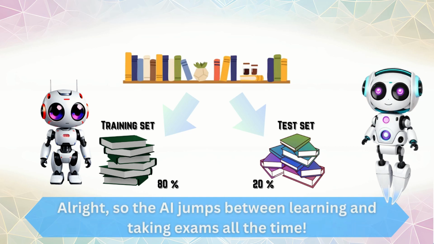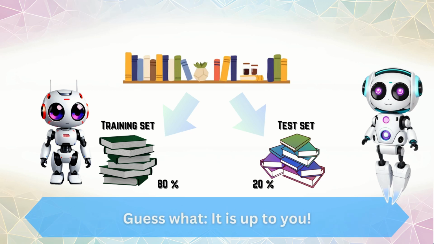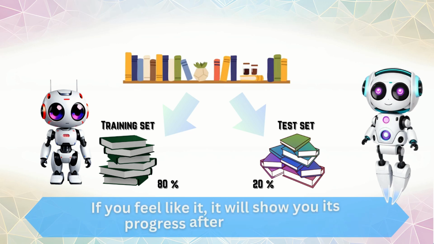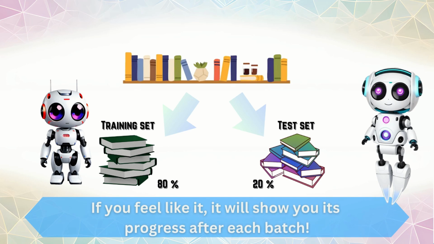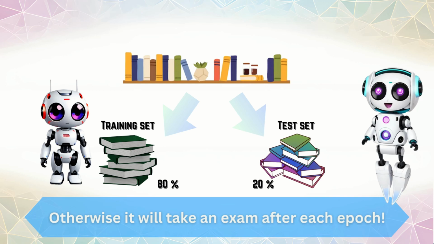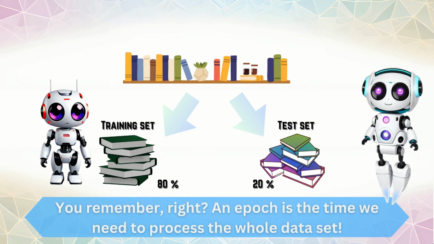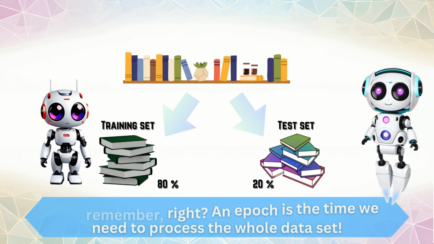Alright, so the AI jumps between learning and taking exams all the time. But how often does it need to prove itself? Guess what? It is up to you. If you feel like it, it will show you its progress after each batch. Otherwise, it will take an exam after each epoch. You remember, right? An epoch is the time we need to process the whole dataset.